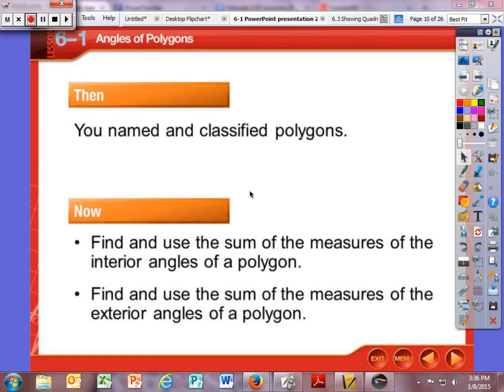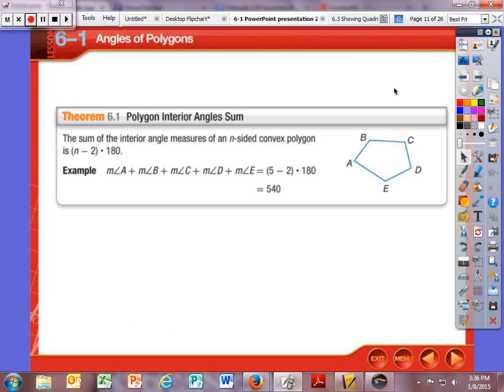Alright guys, we are jumping into chapter 6. This is the first section. We're going to be talking about polygons in chapter 6. So the first thing that we're going to discuss about polygons is their angles. So we're going to be talking about how to find the sum of the measures of the interior angles of a polygon, as well as how to find the sum of the measures of the exterior angles of a polygon in this section. Alright, so the first theorem is how to find that interior angle sum.